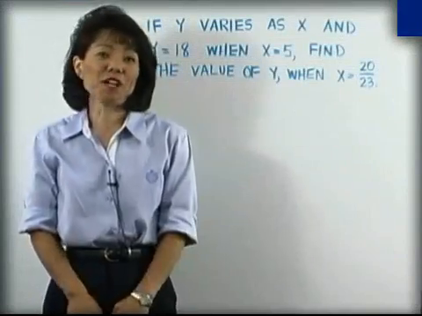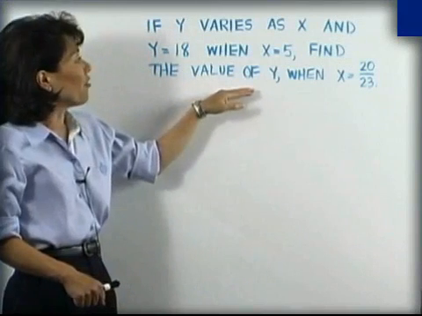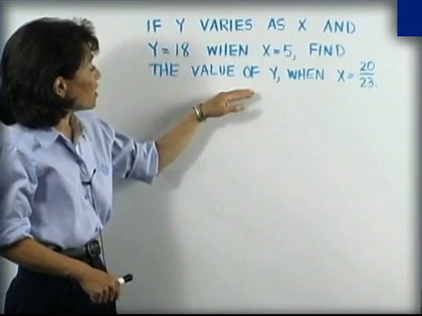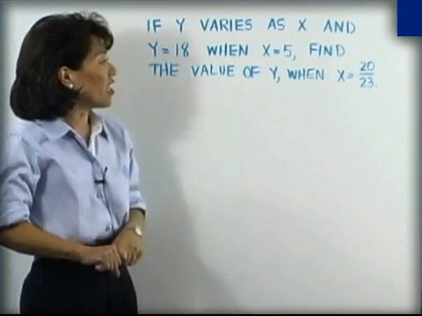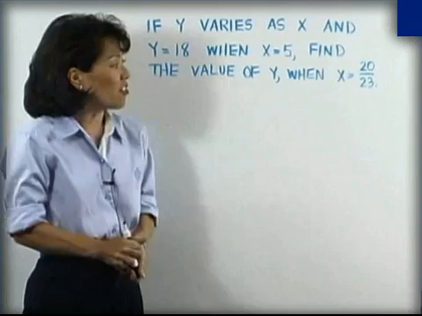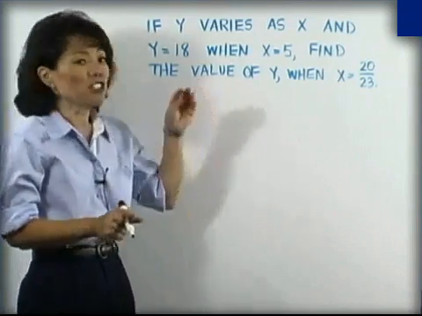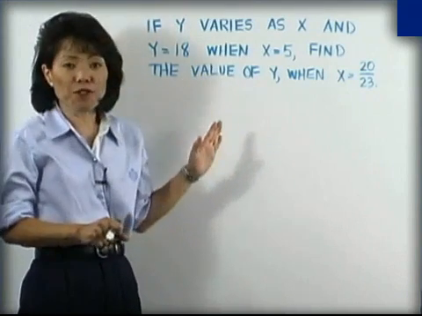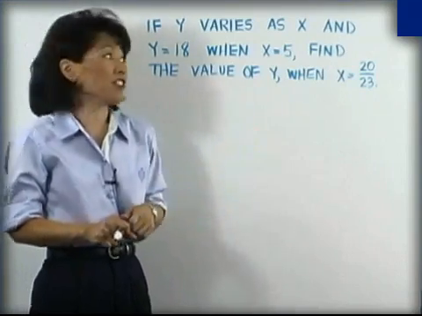Let's look at our first word problem. Here we have the following. If y varies as x and y equals 18 when x equals 5, find the value of y when x is equal to 20 over 23. This is called a direct variation problem because one of our variables is varying directly as the other one changes.